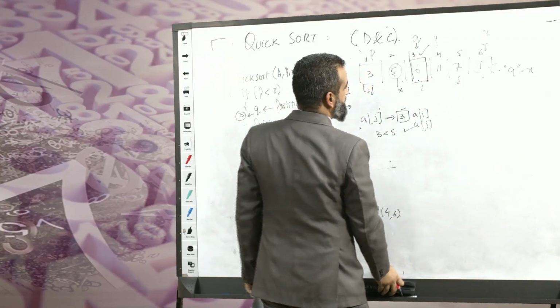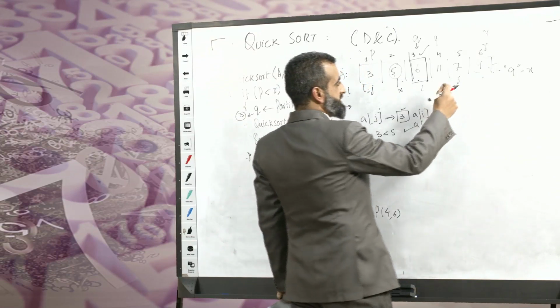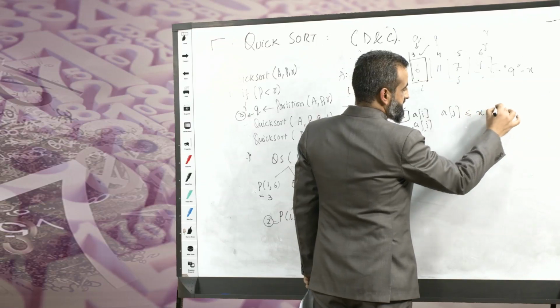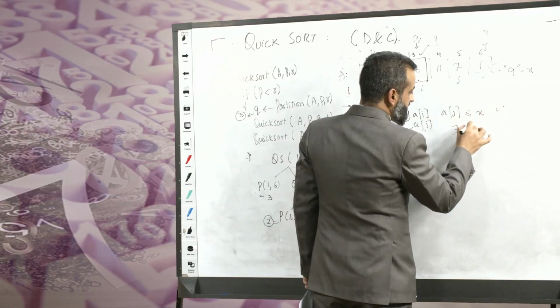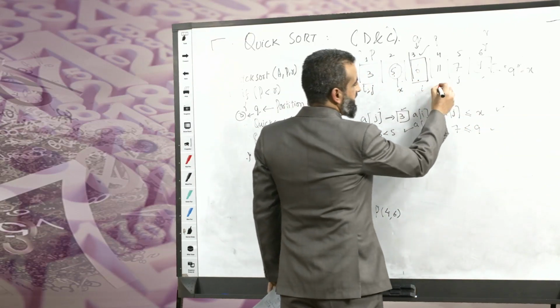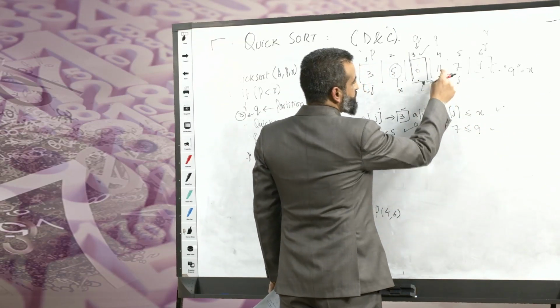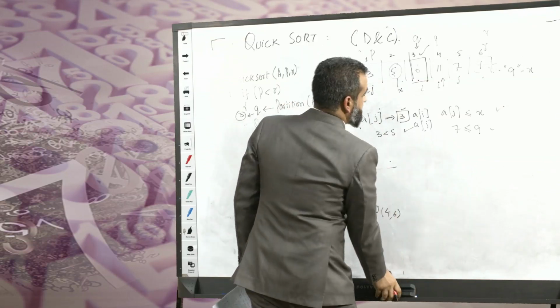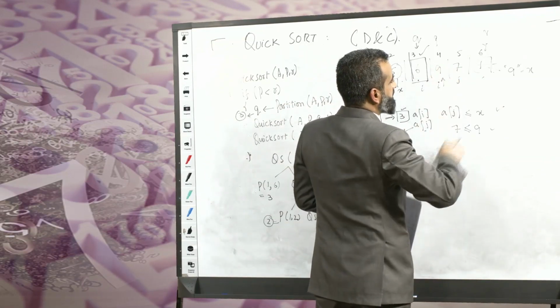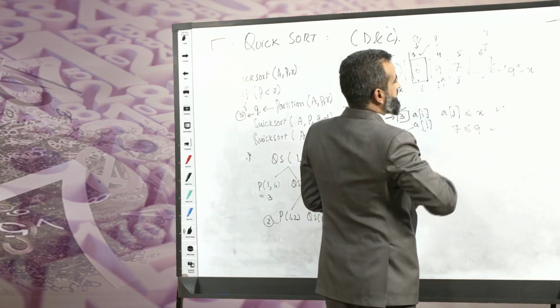Once I increment my J, I make a comparison whether A of J is less or equal to X. The condition is true because 7 is actually less or equal to 9, so I increment my I. Now my I is pointing towards 11, and I make the necessary exchange. So my 9 is here, and this is my 11.